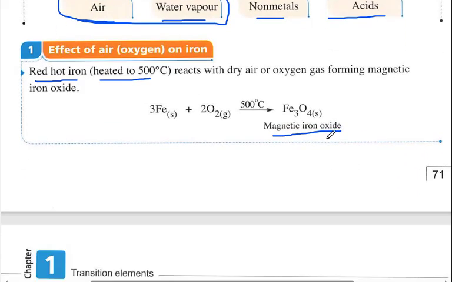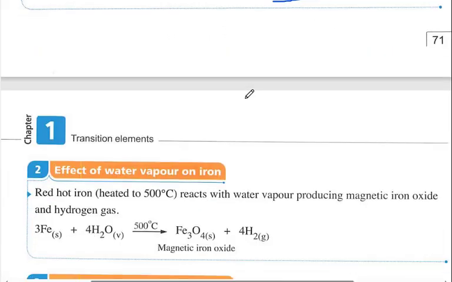Okay, it is a mixed oxide. It is formed from ferrous oxide and ferric oxide, the summation of both of them. So when the iron is heated to 500 degrees Celsius or heated till red and reacts with oxygen, it forms magnetic iron oxide, and this reaction requires strong heating.